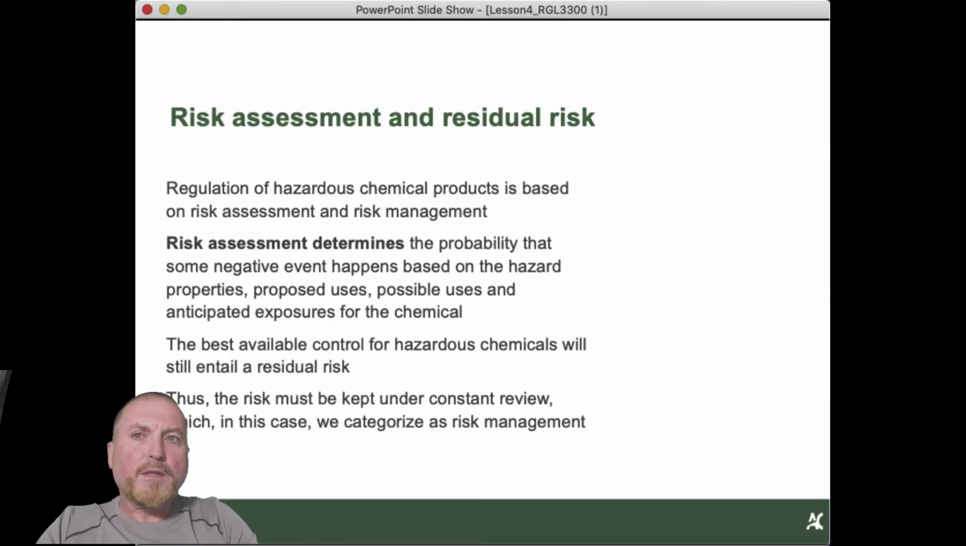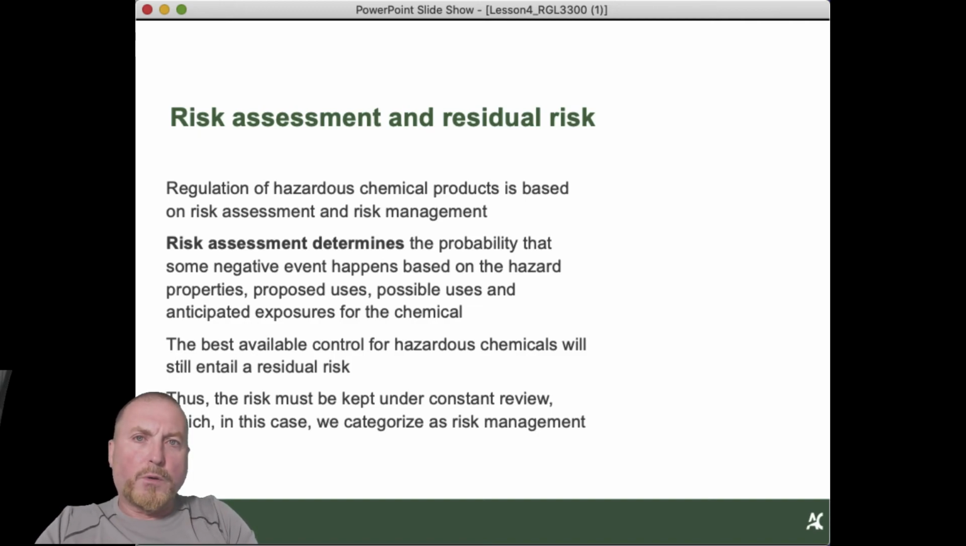Okay, so seen that way, we can say that management of hazardous chemical products basically has 2 large clumps to it: risk assessment and risk management, of which I will include compliance, promotion, and enforcement, and ongoing monitoring. All right. Risk assessment determines the probability that some negative event happens based on the hazard properties, proposed uses, possible uses, and anticipated exposures for the chemical.